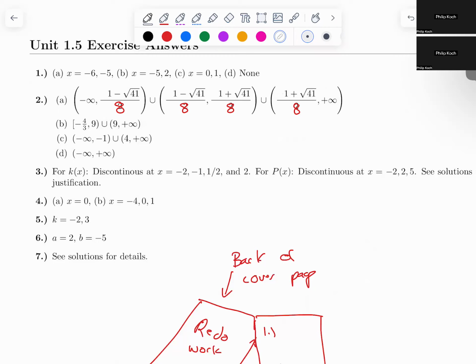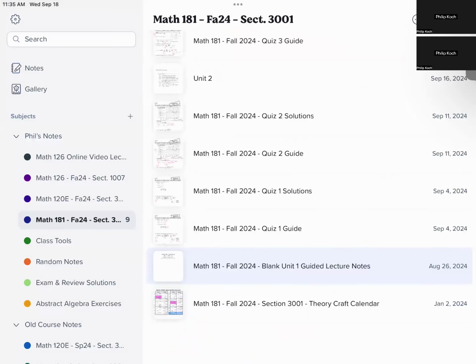And then that says see solutions for justification. That's supposed to say coming soon. Don't have solutions yet. I'm working on that. But anyways, any questions before we get started for today on Unit 2?